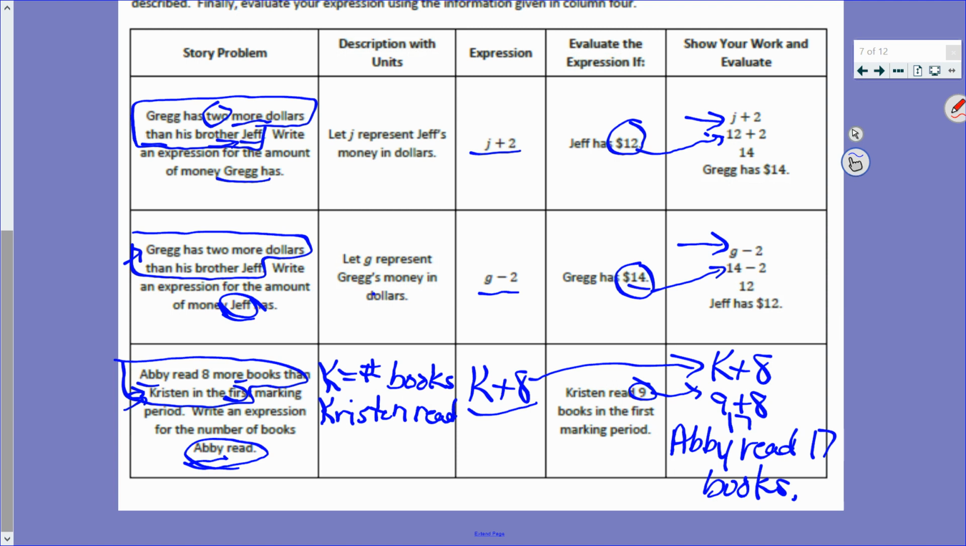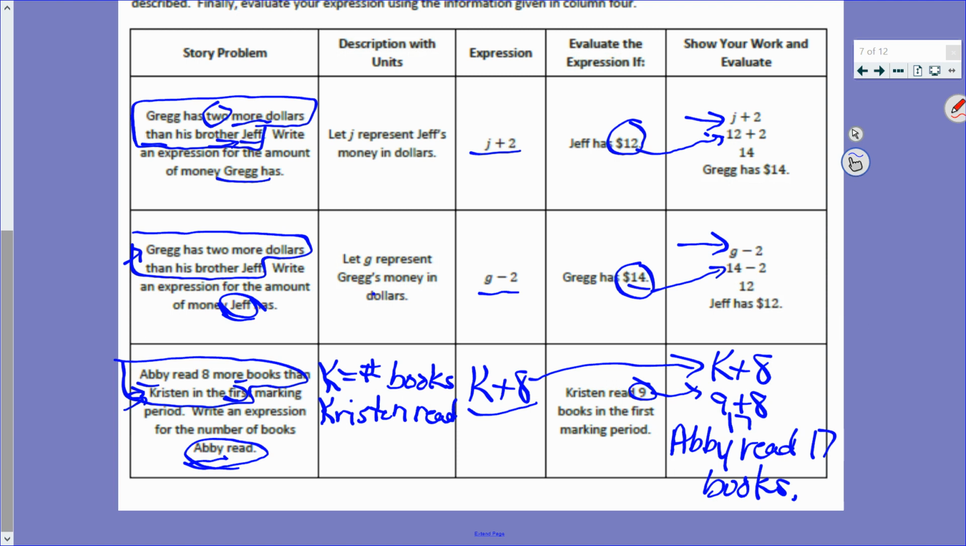Okay? So that means my variable, what I don't know, is Kristen. So that's where my variable comes from. And K is the number of books that Kristen read. Does that make sense so far? So then I go back in here and I say, okay, Abby read 8 more. So if I'm Kristen and I want to know what Abby read, I know she read 8 more than me, didn't she? So how do I figure that out? I take what I read and I add 8 more. Good on that? Yeah. Yes.